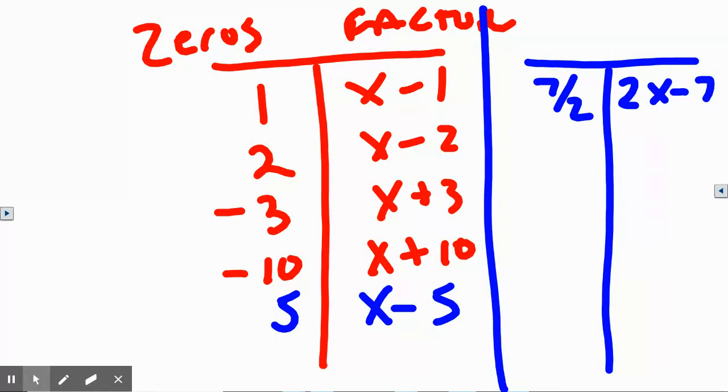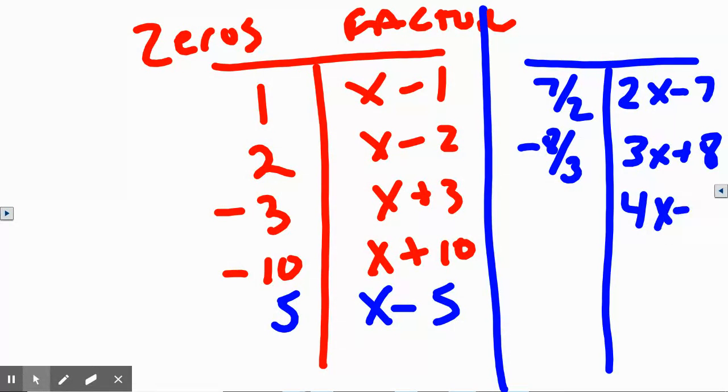It's actually a lot easier because you'd add 7, like 2x minus 7 equals 0, because it's the factors. If you set the factor equal to 0, you can find out what the x value is. Add 7, divide by 2, you get 7/2. If it's 3x plus 8, you'd subtract 8 and divide by 3. If it's 4x minus 9, you'd add 9 and divide by 4.